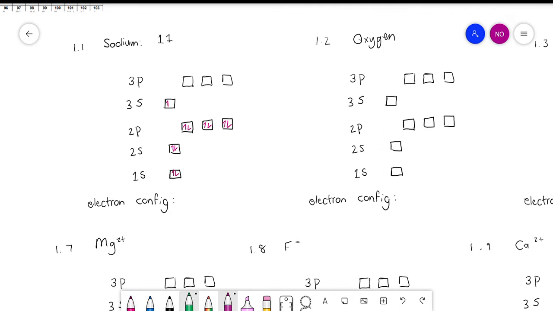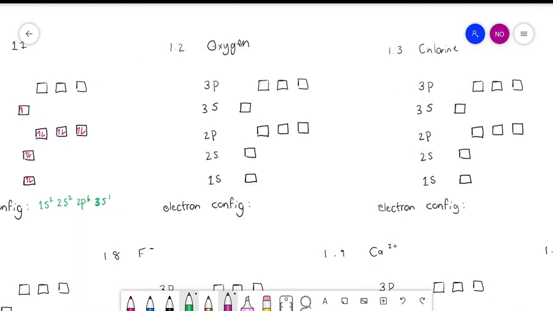So kom ons skryf gou die ene. Hy het by 1s het hy 2 van hulle, by 2s het hy 2 van hulle, by 2p het hy 6 in totaal en by 3s het hy 1. And you have to make sure that those numbers at the top add up to 11 in this case. Okay, dan die volgende ene is suurstof, hy het net 8.